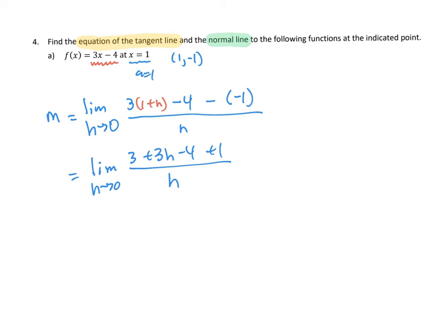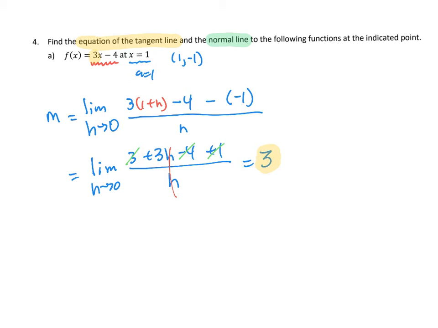And like I said, this is a trivial problem here. The 3 and the plus 1 cancel with the 4. And since those are gone, I can cancel the h's, and this limit is just 3. And I could have predicted that because it's a linear function, the only slope is 3. Right? Since this slope is 3, the slope of the tangent line has to be 3 because the tangent line is the line.